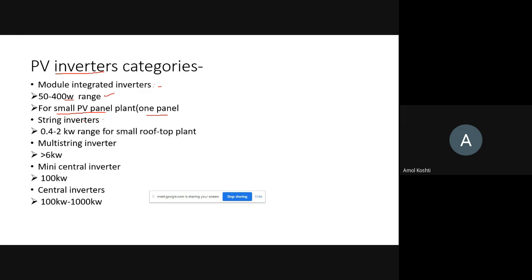Okay, so the second category is the string inverter. String inverters are used in the range between 0.4 to 2 kilowatt. 0.4 means it is from 400 to 2000 watt.